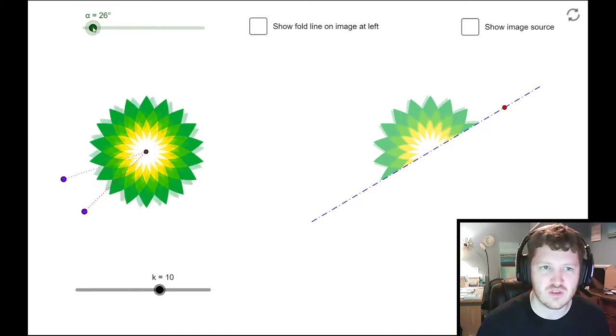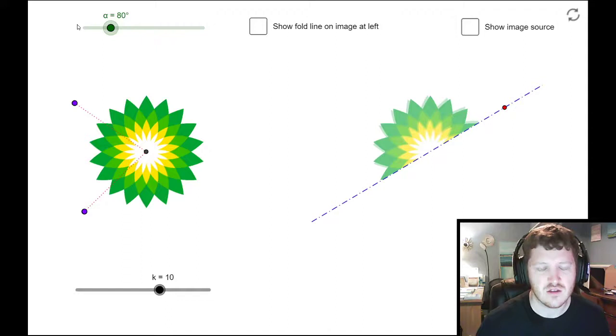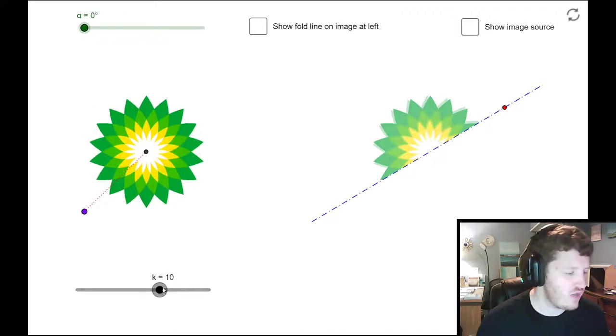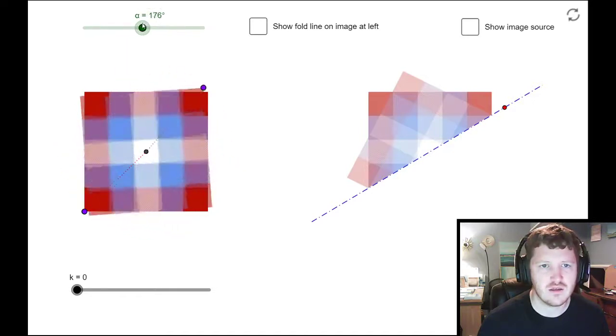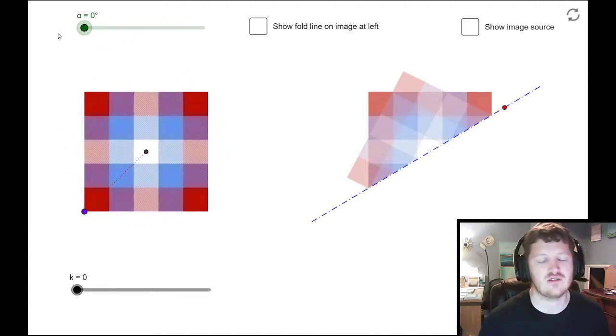So for this shape, it's 20, and then 40, and then 60, and then 80. So we can tell that this shape is matching up exactly the same every 20 degrees. If we go back to our first shape, this one is matching up at 90, 180, 270. So this one is matching up every 90 degrees.